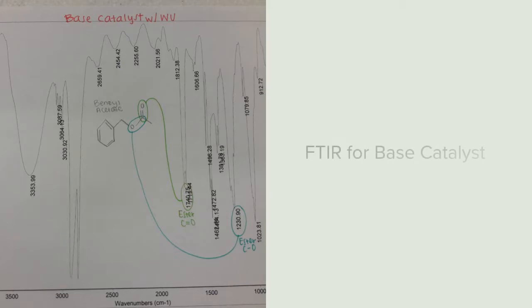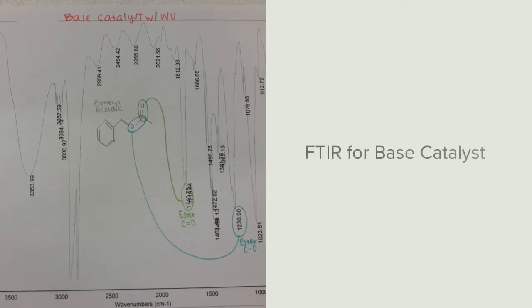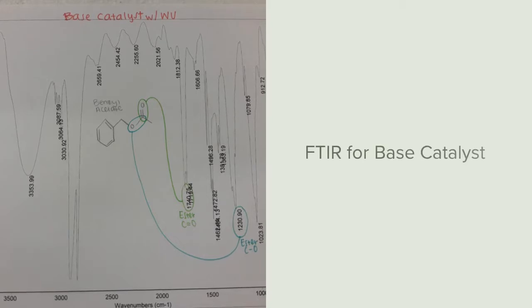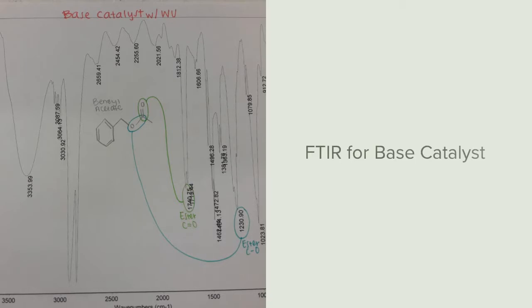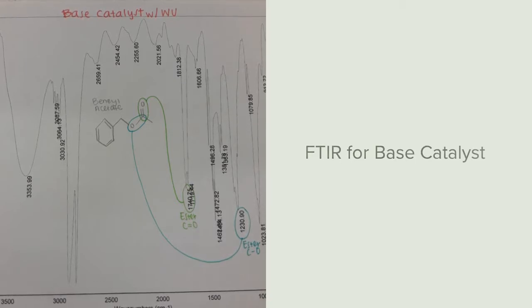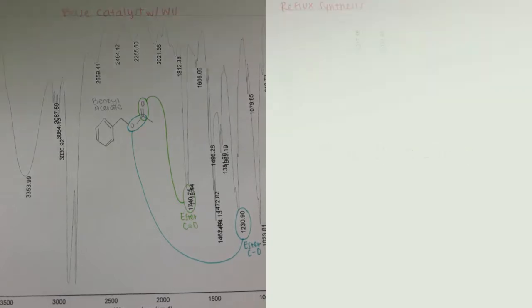The FTIR spectrum of the base catalyst was analyzed to find a signal for a C-O for esters at 1740.75 inverse centimeters and a C-O signal for aromatic esters at 1230.90 inverse centimeters. These signals are unique to the ester molecule, benzyl acetate, that differentiate it from the 3 other substances in the reaction: benzyl alcohol, acetic anhydride, and acetic acid, indicating that FTIR is evidence for the presence of benzyl acetate.